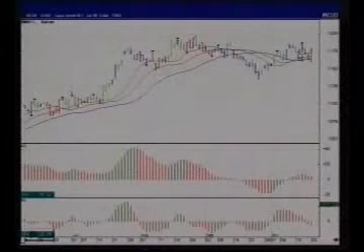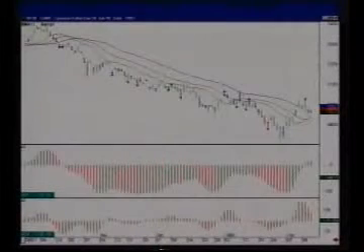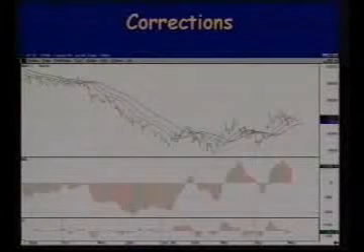Let's look at one more chart here. And this chart, this is the chart we want.